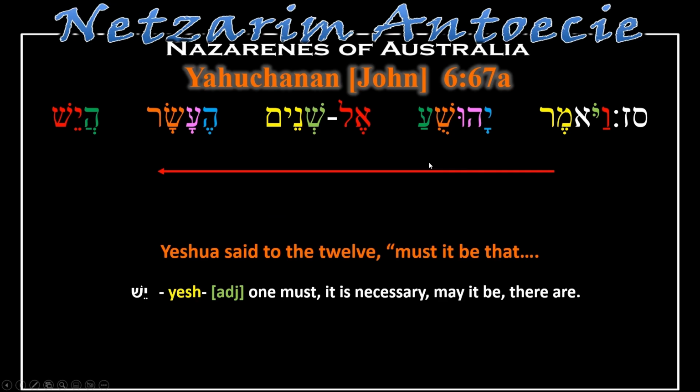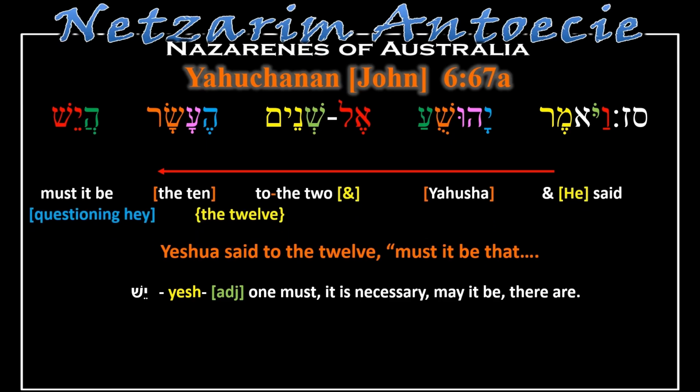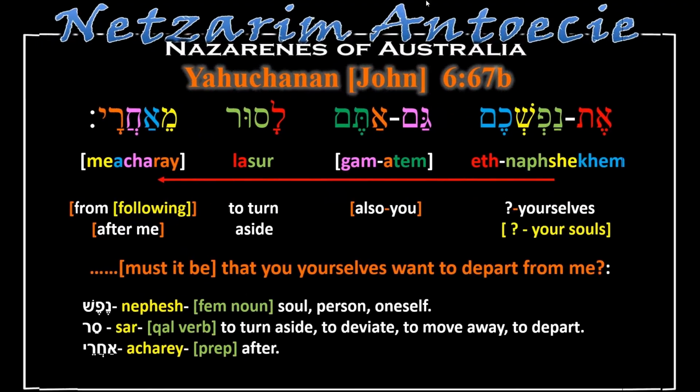Va-yo-mer, Yahushua el sh'neim he-asar ha-yesh. And he said, Yahusha, to the 2 and the 10, the 12, must it be? So we can translate it, must it be, or is it necessary? And then we move on to the second part.